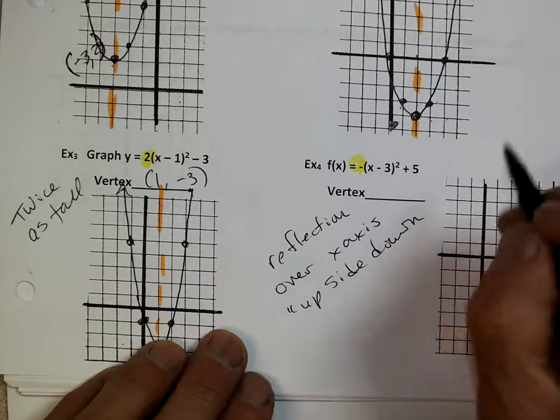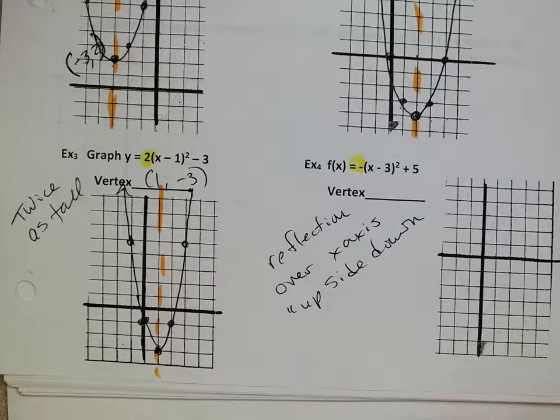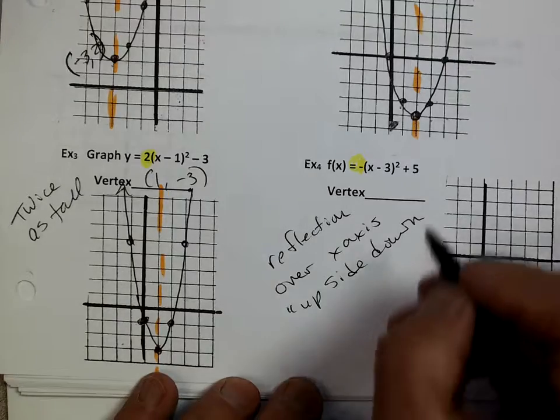It's a frowny face. Remember we talked about the frowny faces, and the frowny faces came from negative x squares. Well, this is a negative x squared, okay? Doesn't change the vertex at all. Doesn't change the vertex. So what is the vertex?